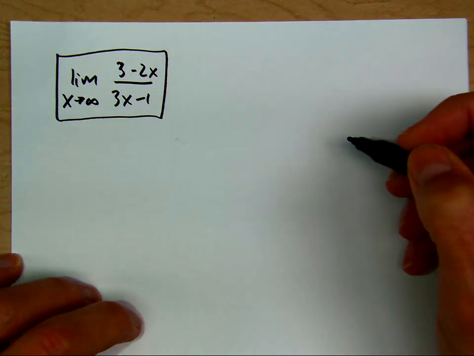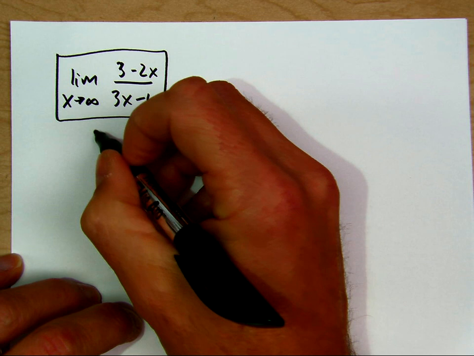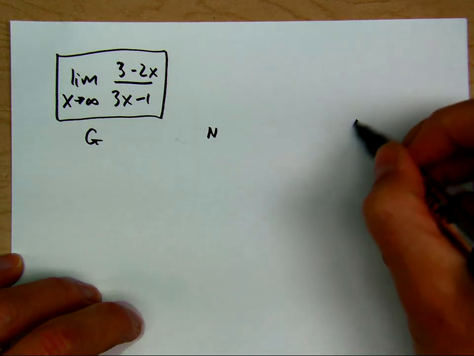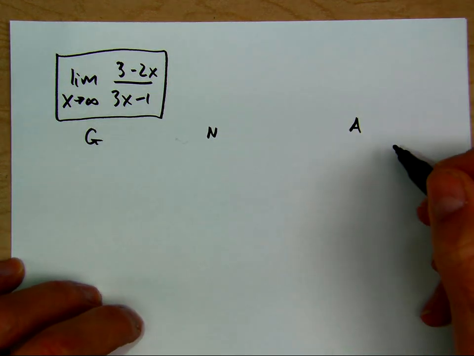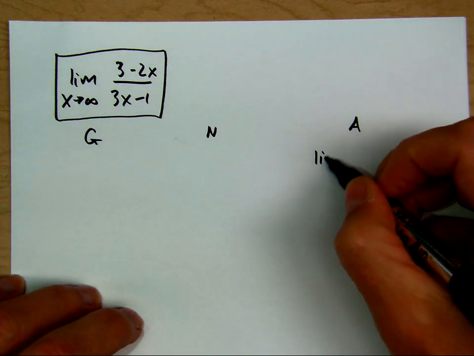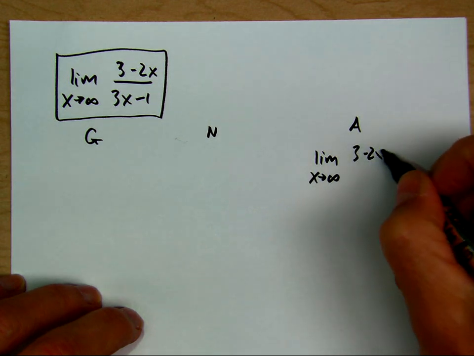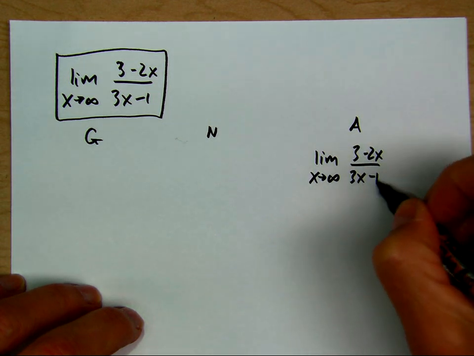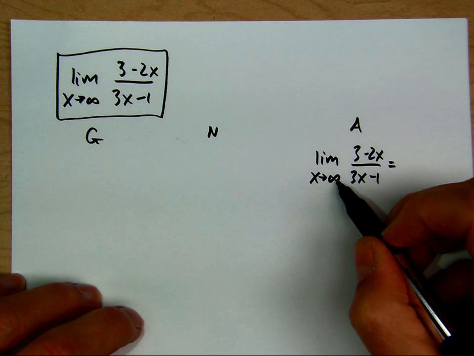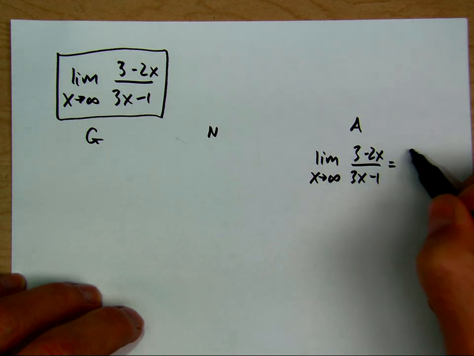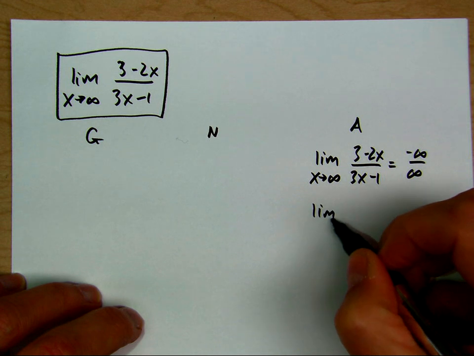Pause the video and try this one. Make sure you do it graphically, numerically, and analytically. So if we substitute infinity, we'll get negative infinity over infinity. That's indeterminate.